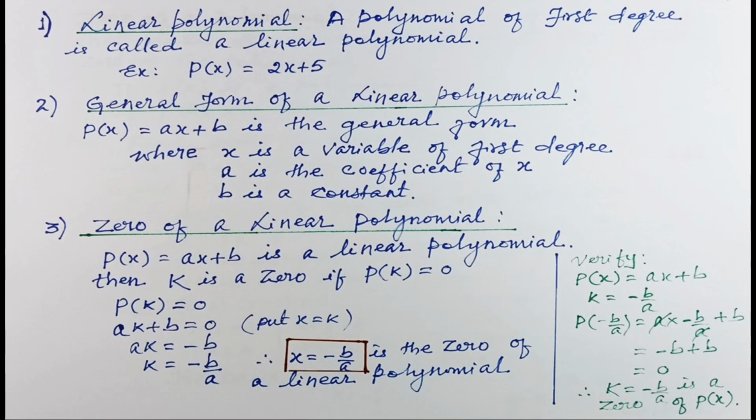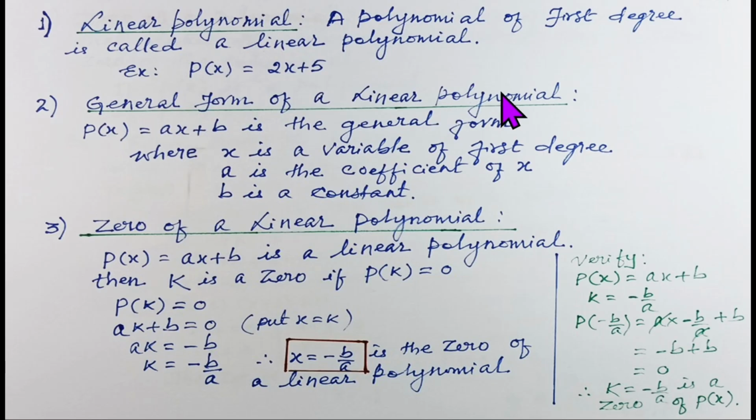Now, what is a linear polynomial? Already we have learned this. A polynomial of first degree is called a linear polynomial. Now, p(x) is equal to 2x plus 5. This is a first degree polynomial, and therefore it is a linear polynomial. Please remember that. Now what is the general form of a linear polynomial?